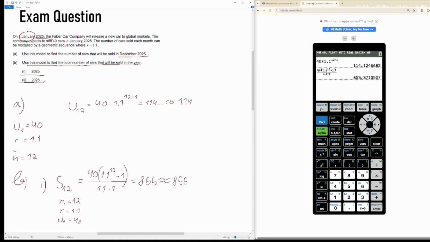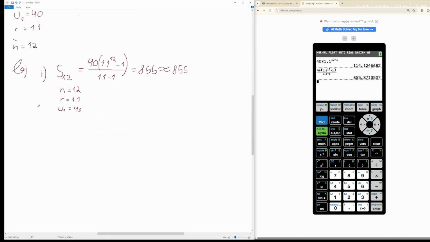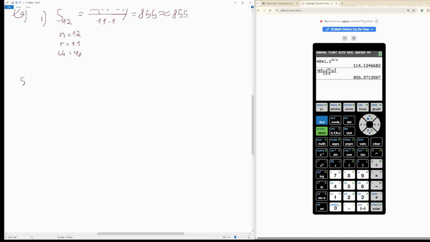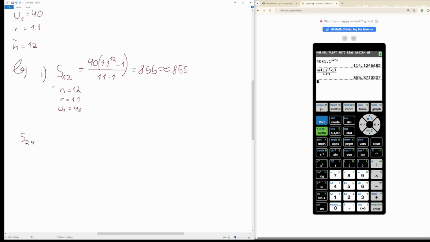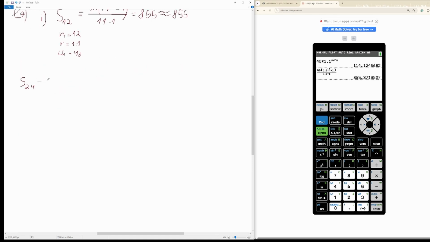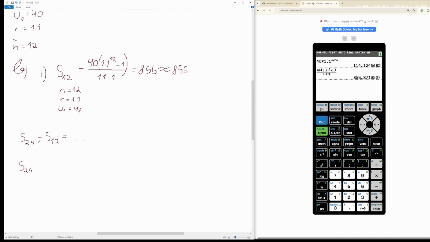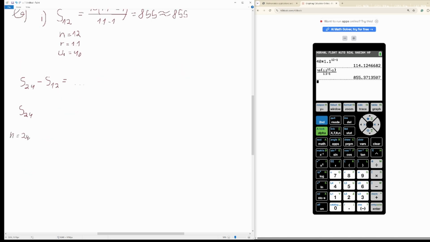So the next part is more tricky. There are several ways to answer this question. However, I think the most obvious one that I will definitely use is to just search for S24. As we're searching for 2 years, we can find the amount for 2 years and then subtract the first year to get our answer. So let's start by finding S24. We will use all the same data: n is 24, common ratio being 1.1, and the starting point being 40.